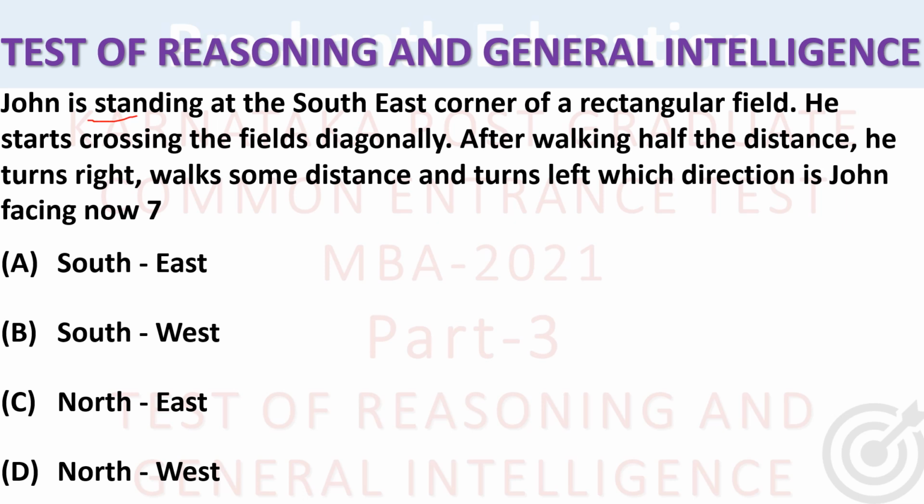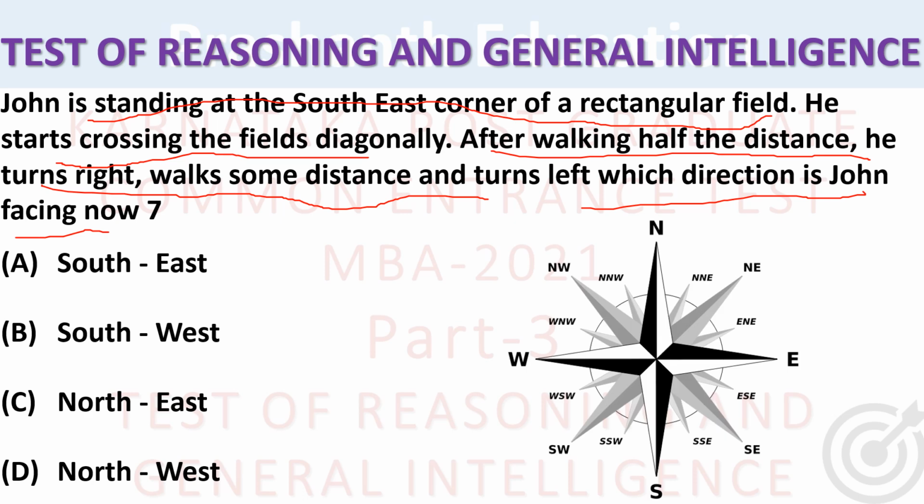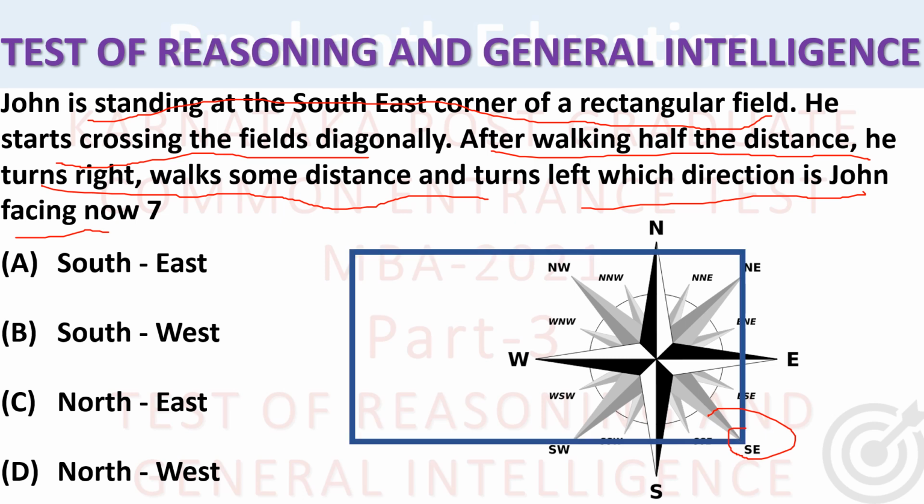John is standing at the southeast corner of a rectangular field. He starts crossing the field diagonally. After walking half the distance, he turns right, walks some distance and turns left. Which direction is John facing now? So we need to find out which direction John is facing. Now let's look at where north, southeast comes. So he's standing at the southeast corner. Let's make a rectangular field, and he is standing here.